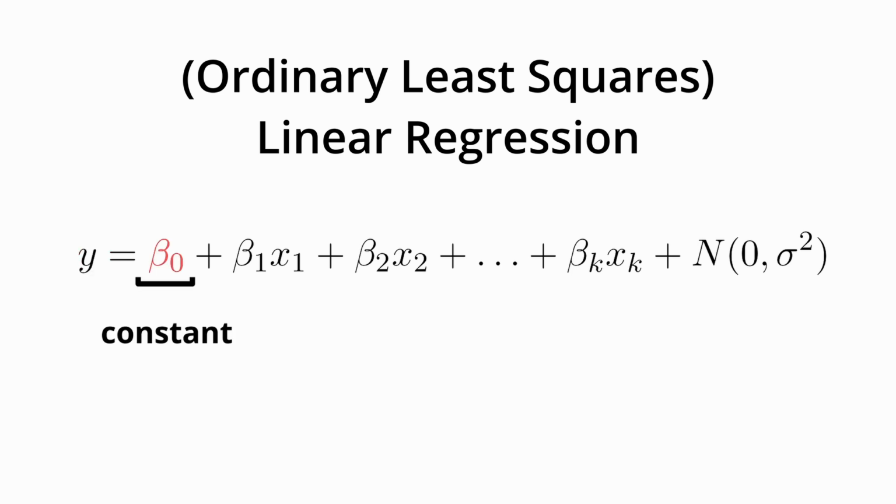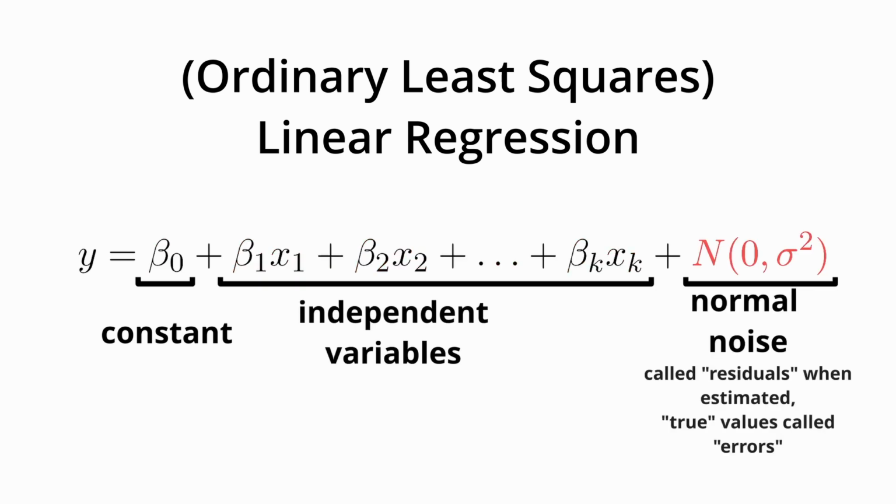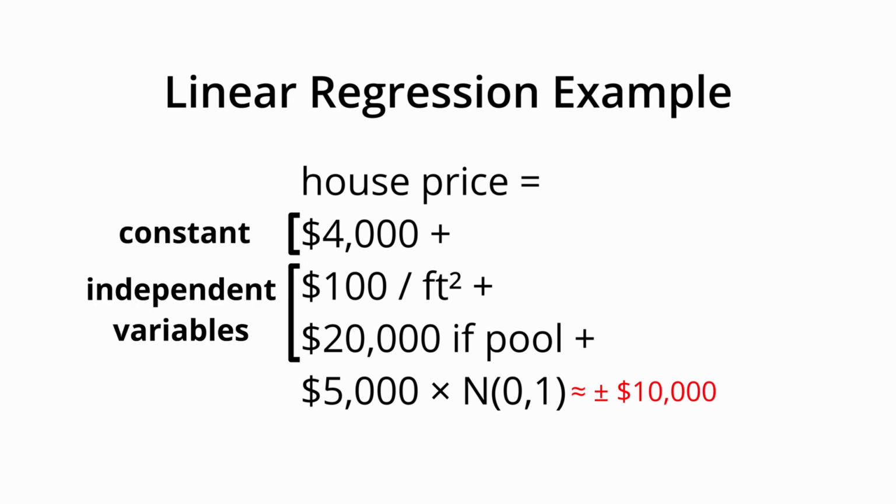OLS models look something like this, where you're fitting y, which is the sum of a constant value, aka the intercept represented by beta 0, a bunch of other beta values multiplying the independent variables in the model, plus normally distributed noise. The model could be something like this formula for calculating housing prices, where the average housing price is $4,000 plus $100 per square foot, plus $20,000 if it has a pool, with a normally distributed error term having a standard deviation of $5,000.